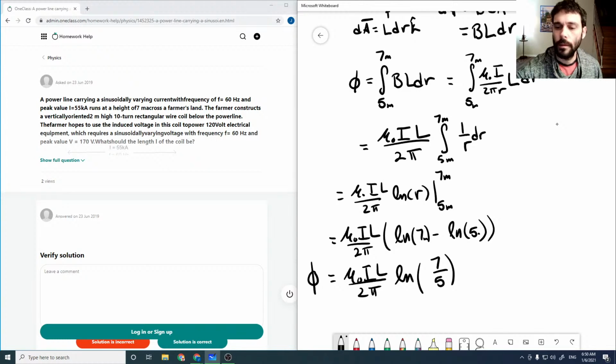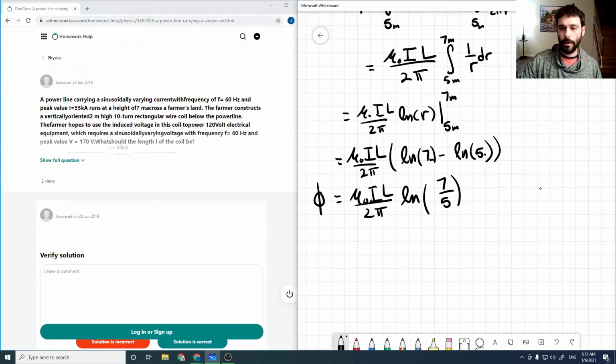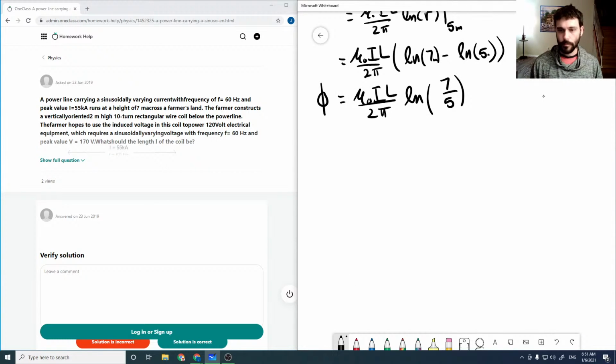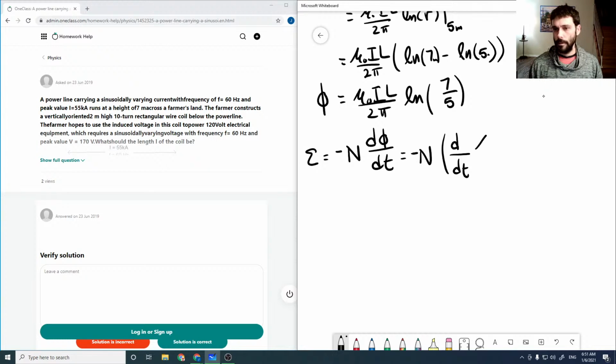Okay. So in this case, it's the current that's time varying, and it's going to result in our EMF. So now we can solve for our EMF. So our EMF is just minus N, for the number of coils, d phi by dt, which is minus N, d by dt of all this.